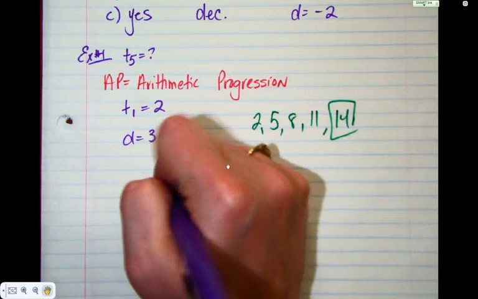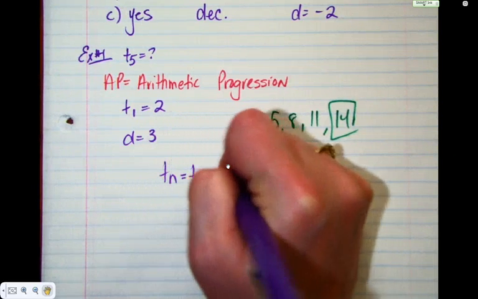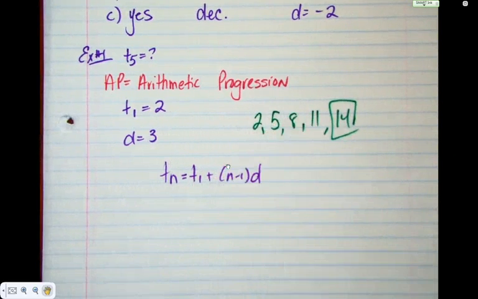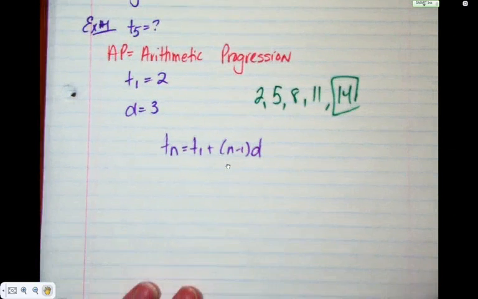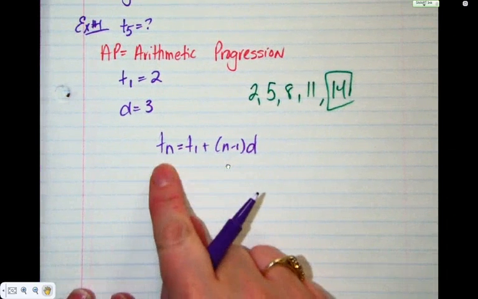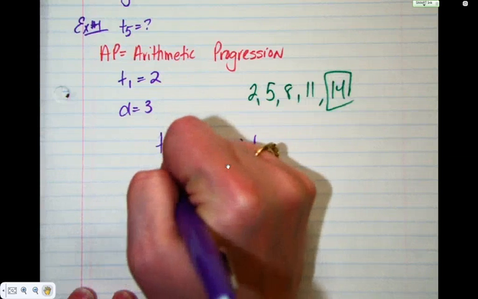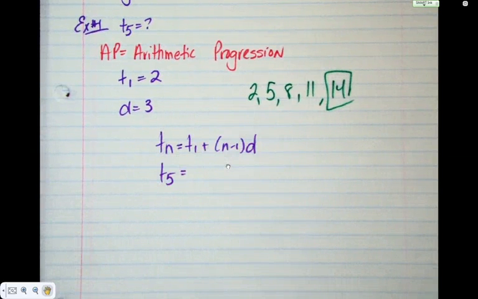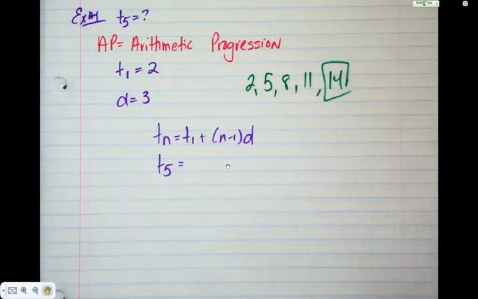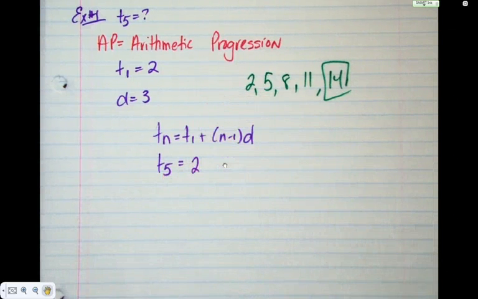Adult mathematician way is the formula Tn equals T1 plus n minus 1 times d. Tn is the term I'm looking for, and the question asked for term 5. So I'm going to take out that n and put 5 because I know specifically what the question has asked me for. T1 is the first term. It was given. It's 2. So I'm taking out T1, substituting in 2.